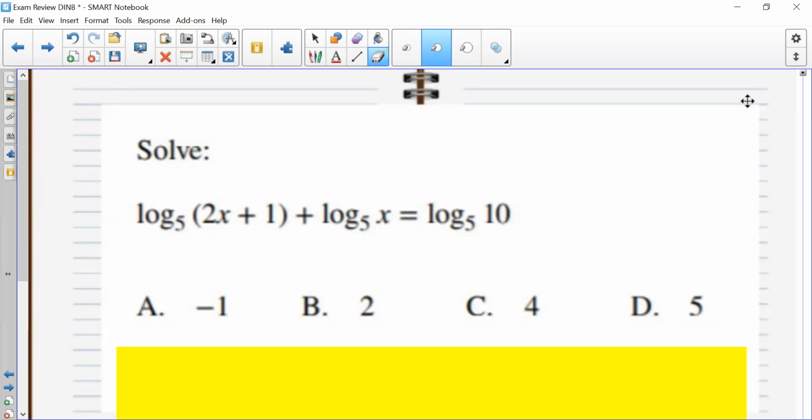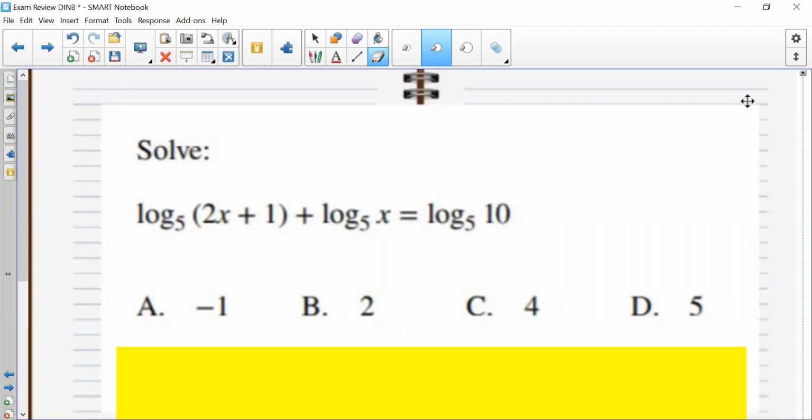All right, so we are looking at slides 9 through 12 today, and this is on logs and exponential functions. So we've got 4 problems we're going to go over to get you ready for the Canvas review on logs and exponentials. So slide 9, the first problem, it says solve log base 5 of 2x plus 1 plus log base 5 of x is equal to log base 5 of 10.